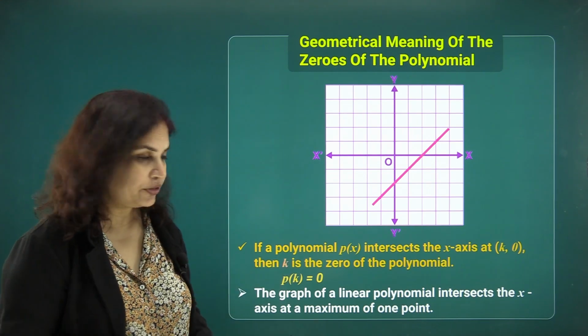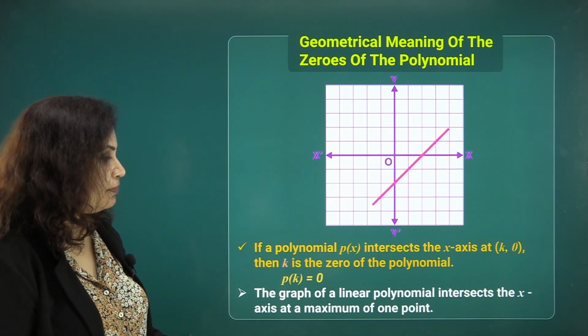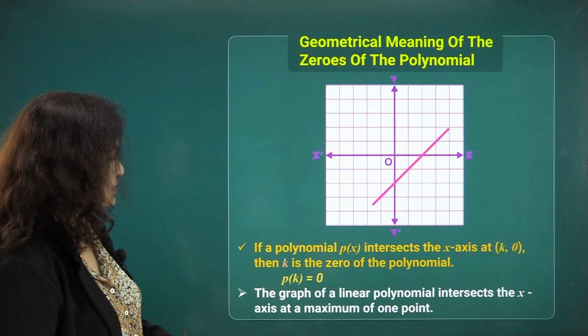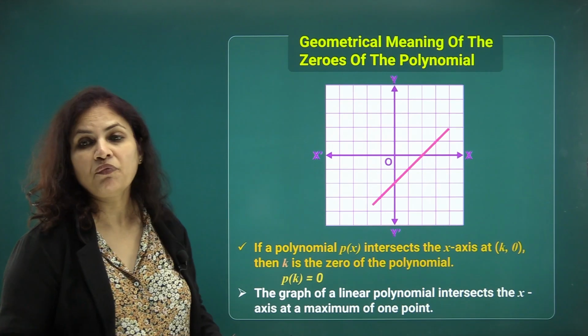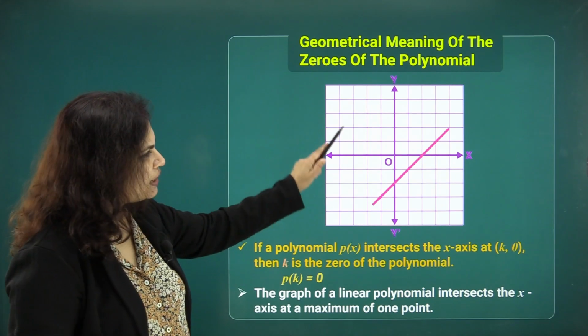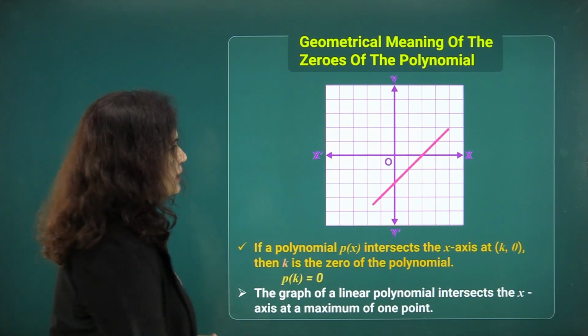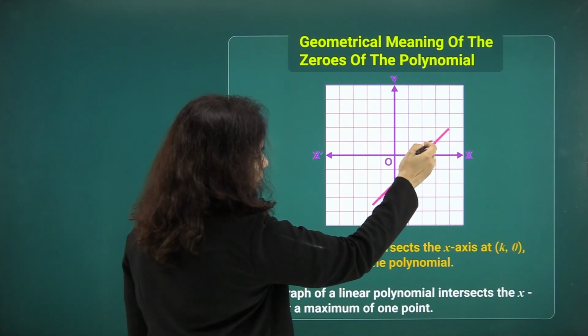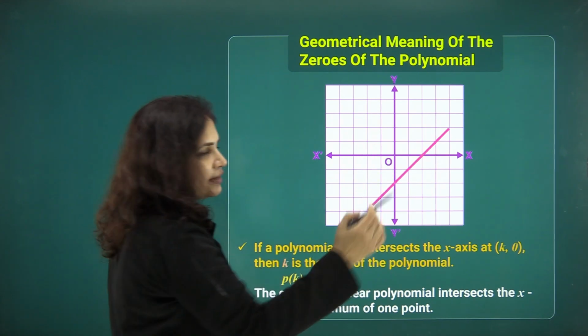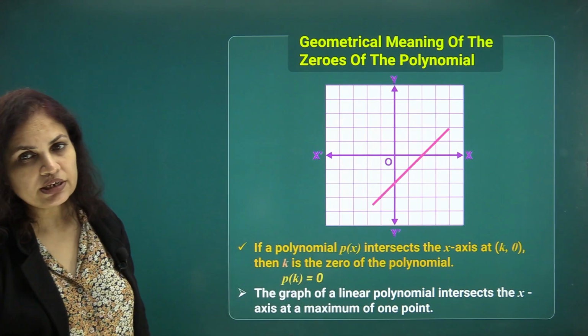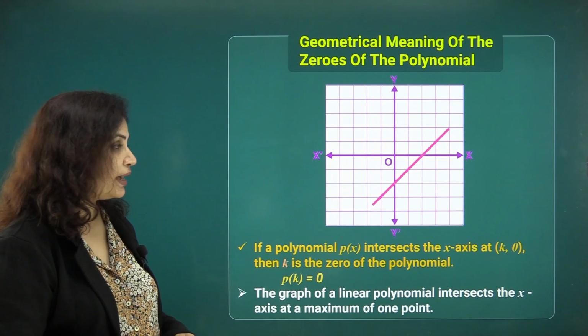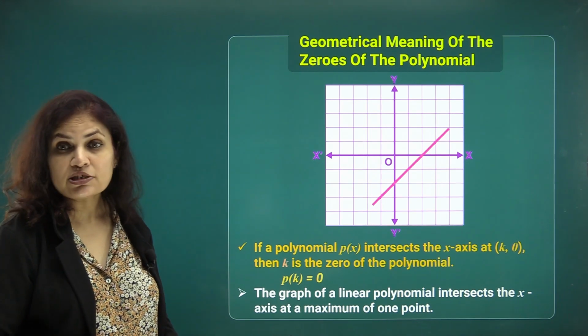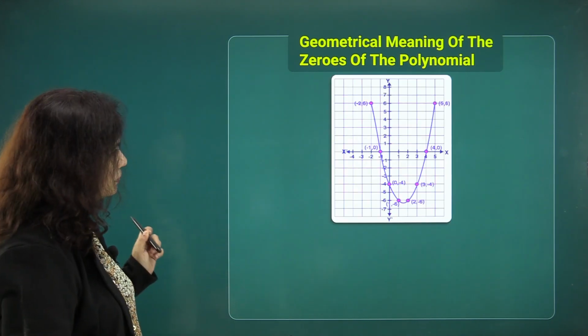of the polynomial. The graph of a linear polynomial intersects the x-axis at a maximum of 1 point. So, if I consider any line, be it a positively sloped line or a negatively sloped line, a linear polynomial or a straight line will always intersect the x-axis only at 1 point.